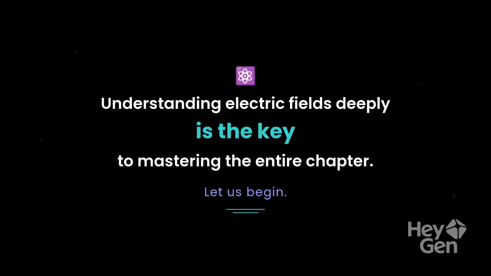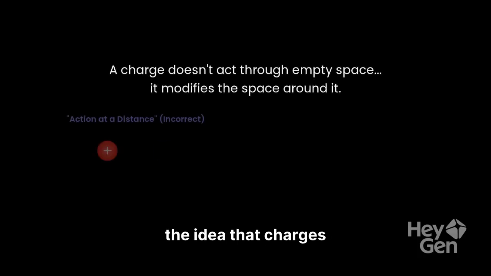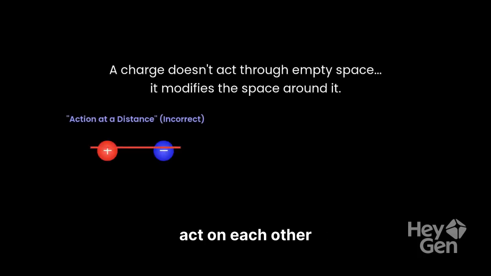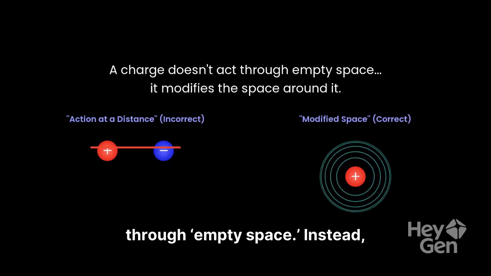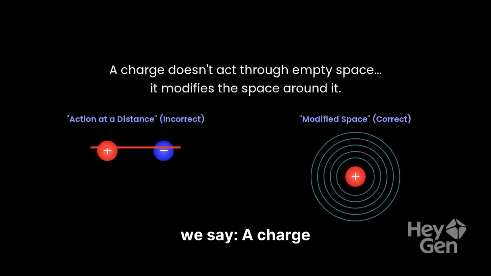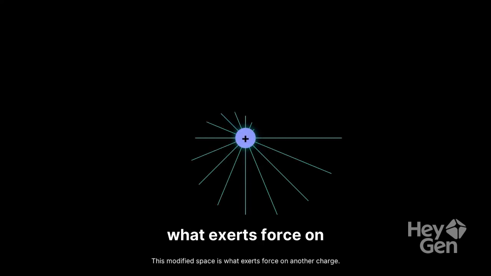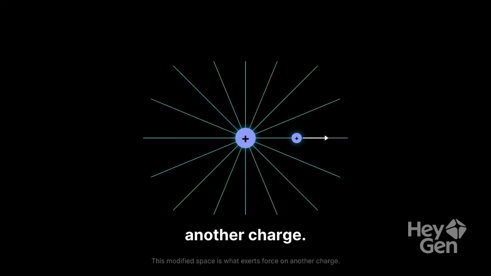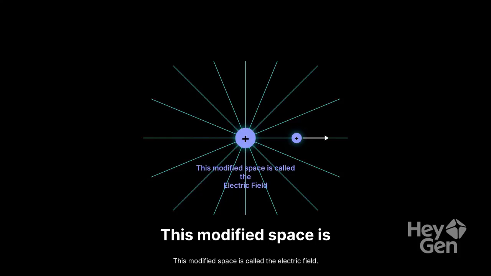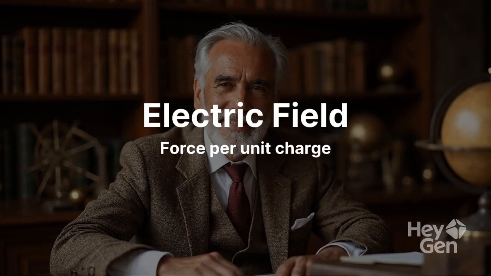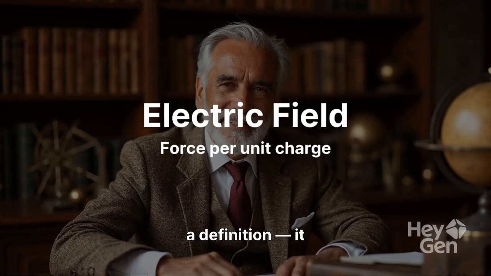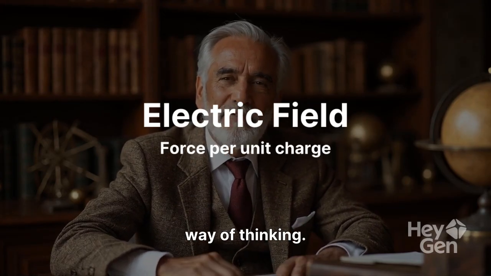Let us begin. In physics, we avoid the idea that charges act on each other through empty space. Instead, we say a charge modifies the space around it. This modified space is what exerts force on another charge. This modified space is called the electric field. It is the force per unit charge. This is not just a definition. It is a completely new way of thinking.